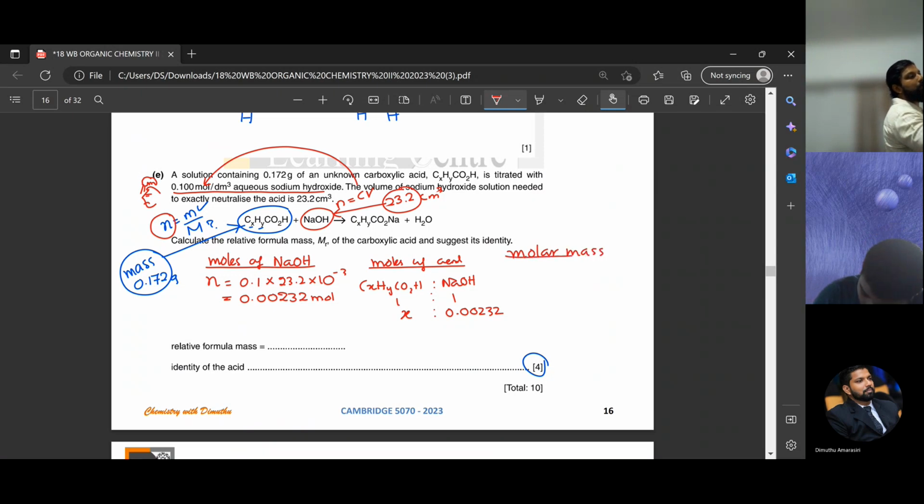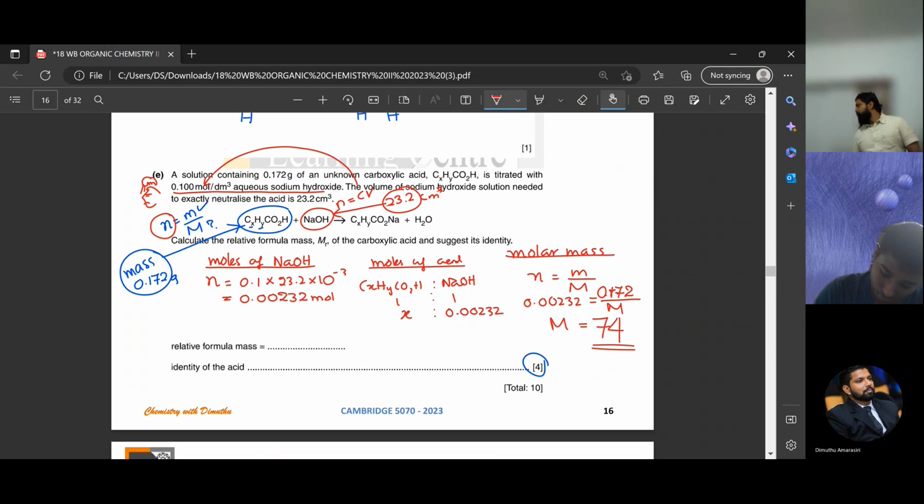To find the molar mass there is no other equation: n equals m over capital M. 0.00232 is equal to 0.172 divided by molar mass, which gives 74.1. We don't take the decimal. Normally it's a whole number, normally, not always, except for chlorine and copper. So 74. Now identify the acid.